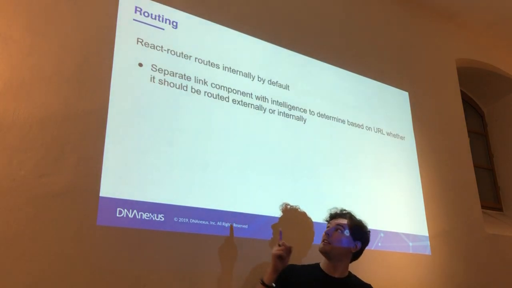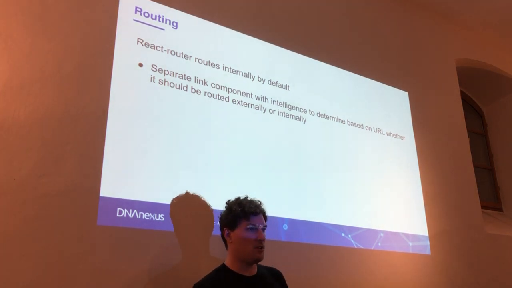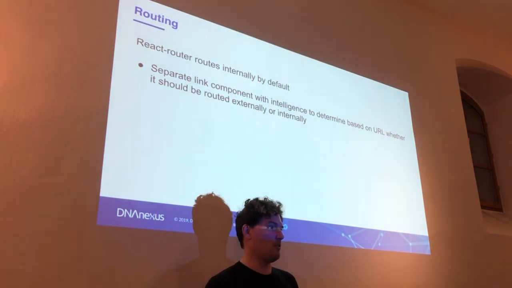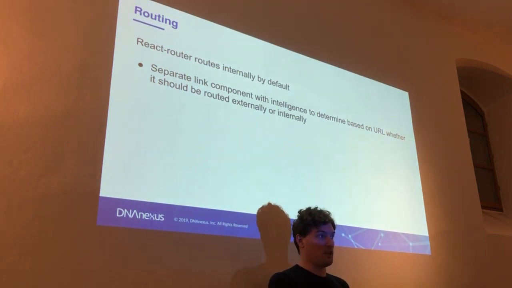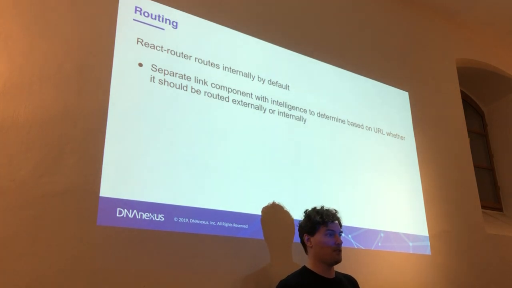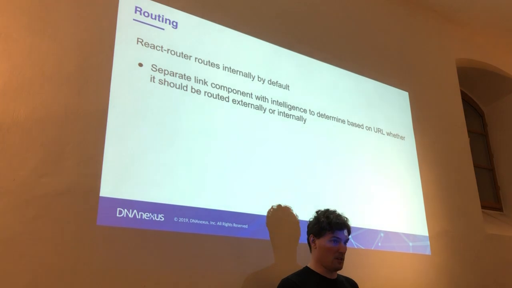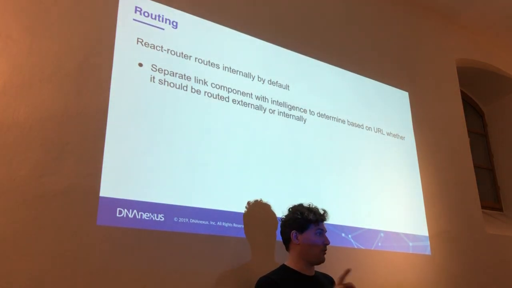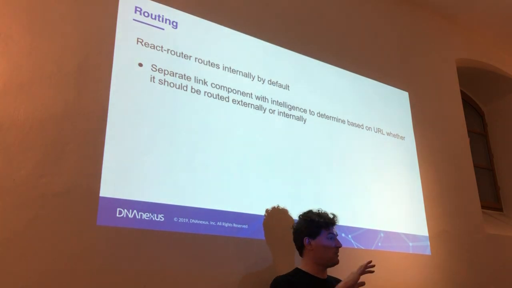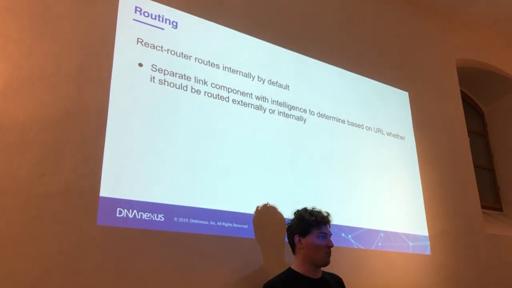Another problem is routing. So especially with React and React Router, the default is to route things internally. Now, when you're talking about switching between two applications, that other application is going to be an external route. React Router is not going to be able to help you there. One thing that we've done is we've come up with a component which can selectively route internally or externally. So if we have a route to the old code base, we can say, hey, this is external, and it will break out of React Router and load it appropriately.